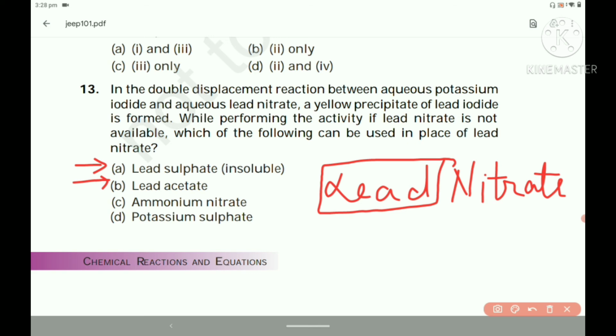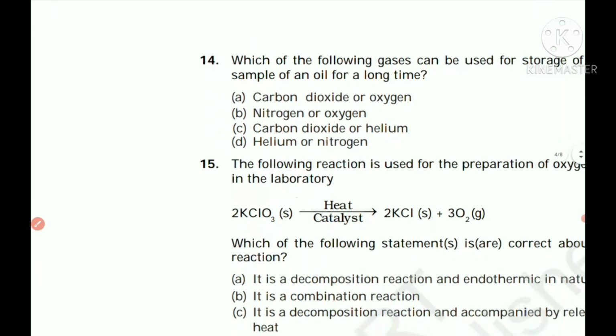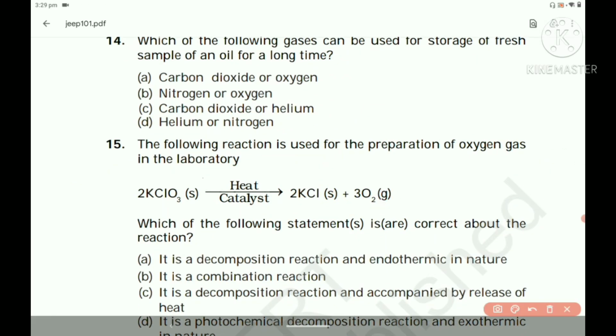Insoluble means it is not soluble. So, first option is removed. It needs to be second option, lead acetate. They didn't mention it's insoluble, so it is soluble. So, the reaction can take place further. Okay, right. I hope it's easy enough.